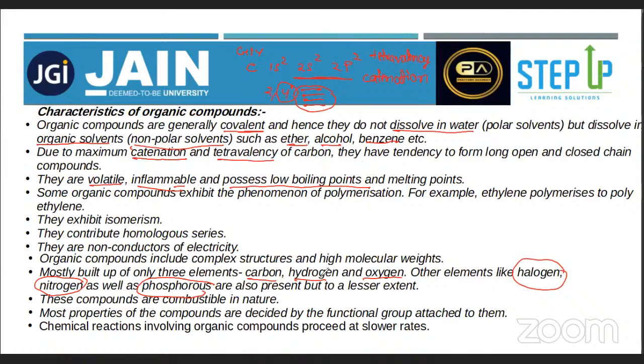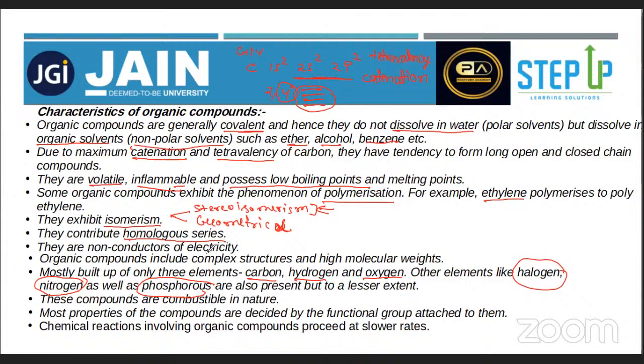Some organic compounds exhibit the phenomenon of polymerization, that is, ethene will be polymerized to polyethene. They exhibit isomerism, we'll study isomerism. We have stereoisomerism and geometrical isomerism. We are supposed to study stereoisomerism, we will do it later in the coming classes. They contribute to homologous series. What is a homologous series? We'll study it in today's class.